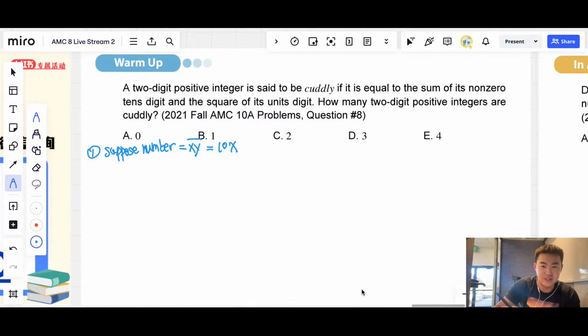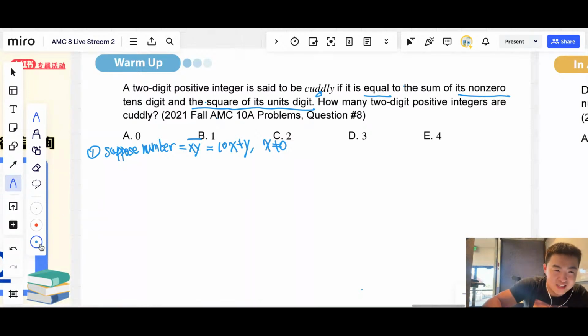So 10x plus what? The unit digit is just y. And notice it is required what? The tens digit to be non-zero. So let's put a restriction on the value of x: x can never be 0. The key words are: an integer is said to be coodly if it's equal to the sum of its non-zero tens digit and the square of its unit digit. By this information, we should be able to set up an equation.